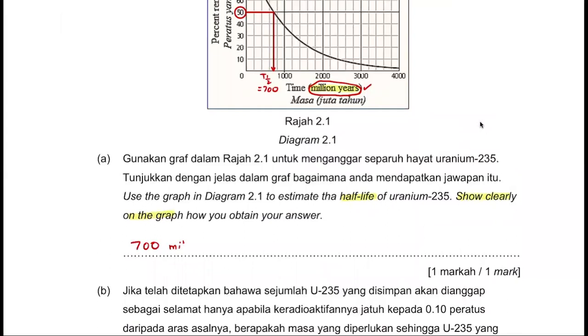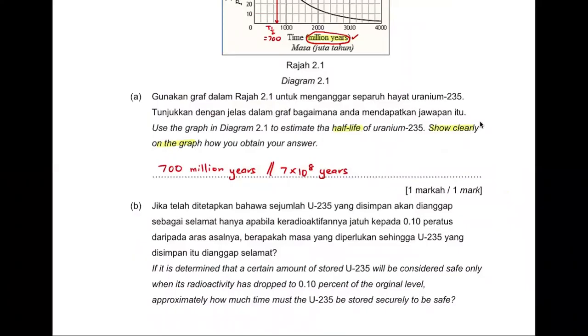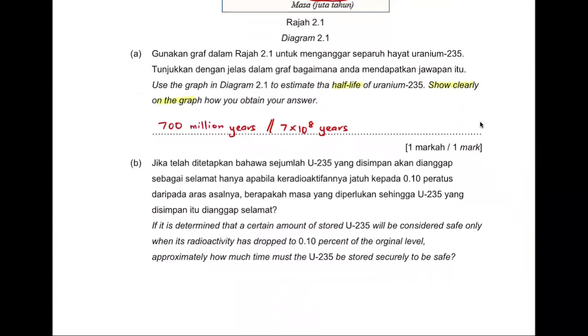700 million years, or you can also write in standard form. It is 7 times 10 to the power of 8 years. All right. Question B. If it is determined that a certain amount of stored uranium-235 will be considered safe only when its radioactivity has dropped to 0.1% of the original level, approximately how much time must the uranium-235 be stored securely to be safe?